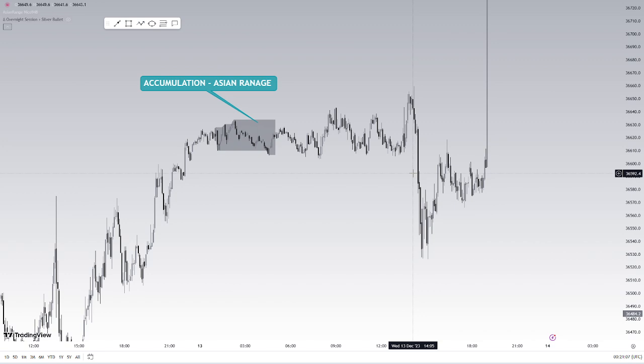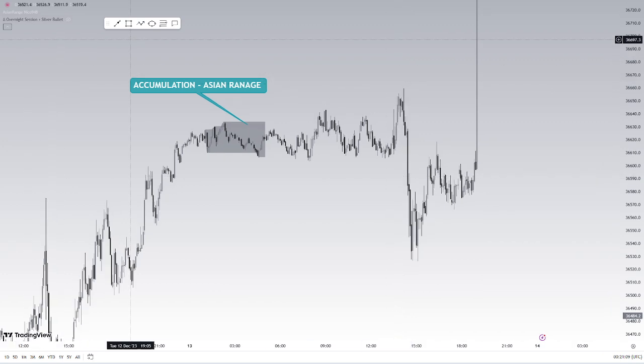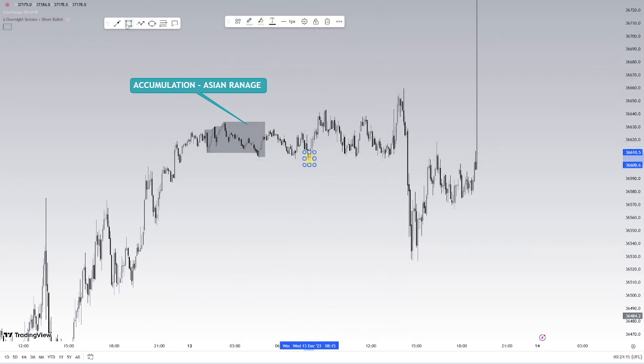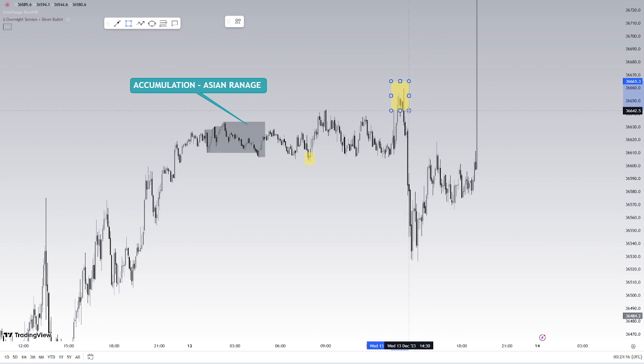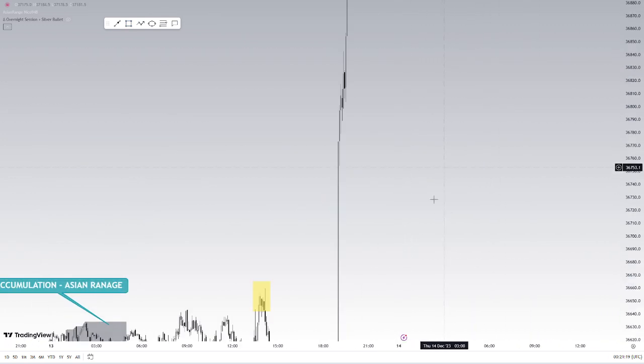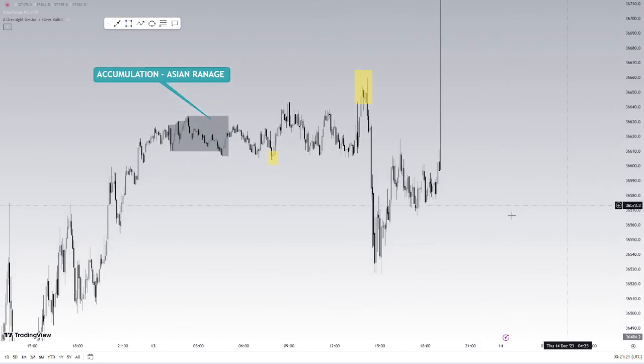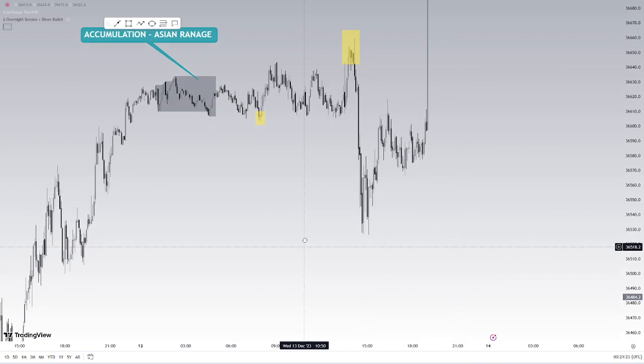Again, we had the London and early New York session manipulate the Asian low and manipulate the Asian high over here. But we understand that we're bullish, right? So this massive move here was FOMC, right? So what can we do? How can we get involved in this trade?